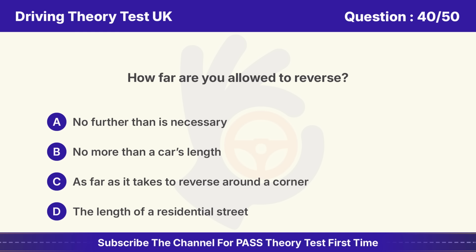Question 40. How far are you allowed to reverse? Option A. No further than is necessary. B. No more than a car's length. C. As far as it takes to reverse around a corner. D. The length of a residential street.